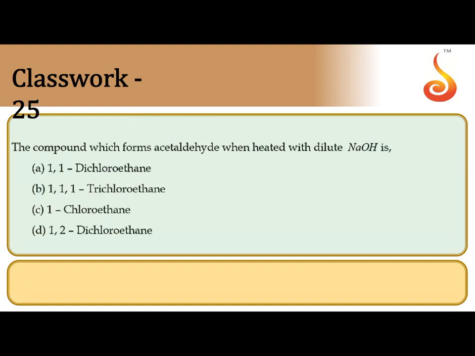The compound which forms acetaldehyde when heated with dilute sodium hydroxide. The compound which forms acetaldehyde when heated with dilute sodium hydroxide. You keep on checking the options. Let us take 1,1-dichloroethane. CH3CHCl2. This is 1,1-dichloroethane.